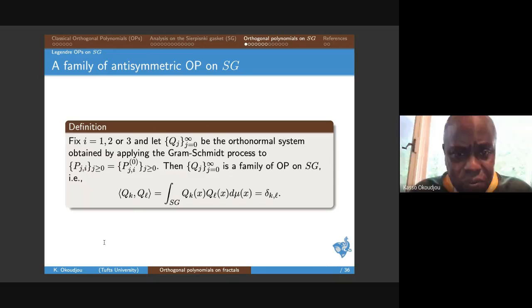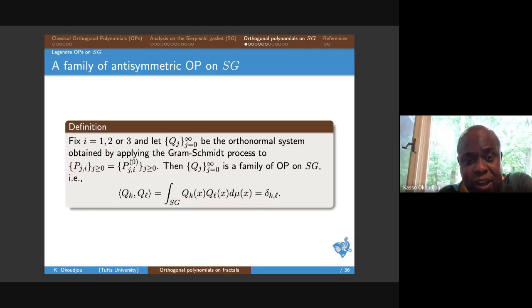For this particular one, I just want to show you one kind of example. If you remember, I said if I fix a vertex to be Q0 and I look at the family of monomials that correspond to that vertex, then I'm going to take away the subscript zero and call them P_j^i. The i tells me whether I'm dealing with a symmetric or non-symmetric polynomial, and the j is the degree of the polynomial. So here I'm going to fix one kind, and then look at the orthogonal system that is obtained by applying Gram-Schmidt to this family.